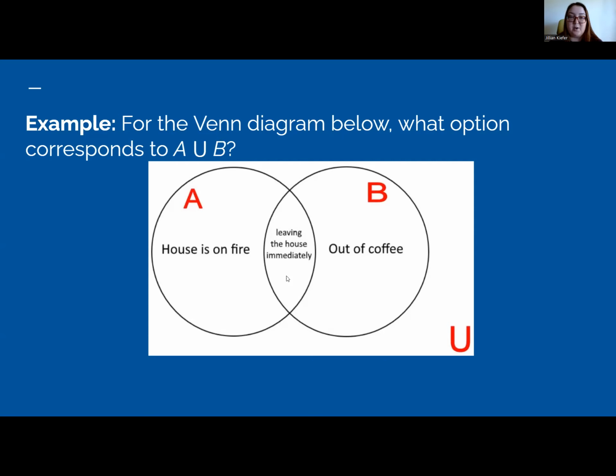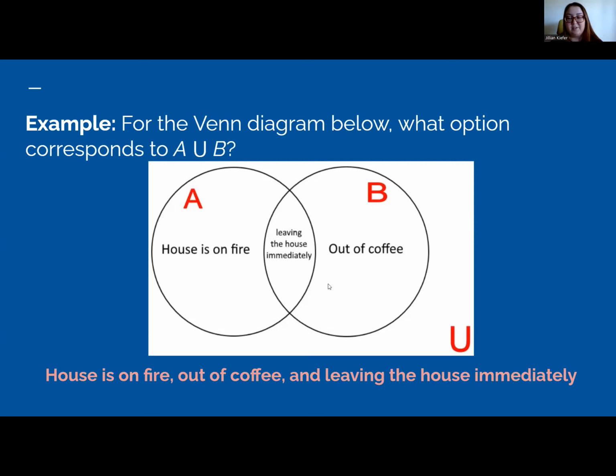Then for the Venn diagram below, what option corresponds to A union B? A union B is everything. Everything in A, everything in B, and everything in both. Meaning that the house is on fire, you are out of coffee, and you are leaving the house immediately. So all of these things are true. Your house is on fire, you're out of coffee, you're leaving the house immediately. So this is a little bit of a sillier way, but still a great way that we can see how this kind of works with visual representations.